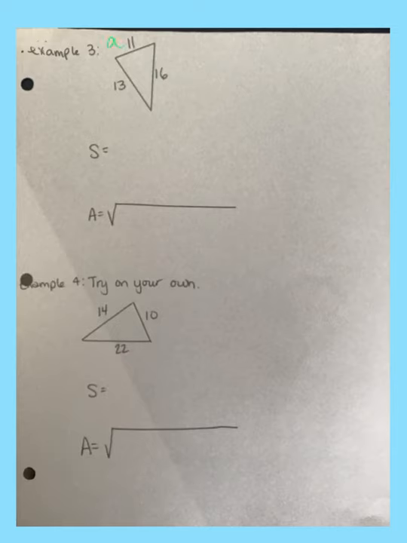So we're going back to that formula, A plus B plus C divided by 2. We'll make this our A, our B, and our C. Switch back to blue. Okay, so A plus B plus C, 11 plus 13 plus 16 divided by 2. 11 plus 16 plus 13, that's 40. 40 divided by 2 is 20. So our S equals 20.